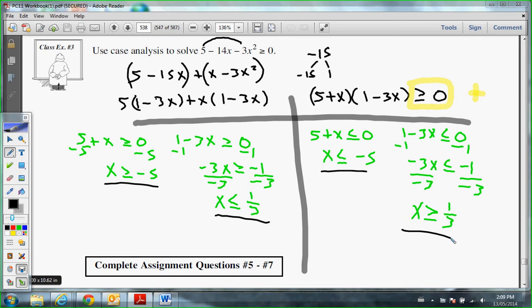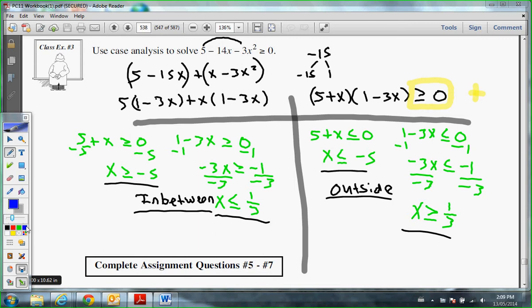So now, let's see what they say. This one says greater than negative 5, but less than 1/3. This one says in between. This one says less than negative 5, greater than 1/3. This one says outside. So in this case, one of them is not going to be true, so we need to test one of them. Let's go ahead and test the one on the left first. So by testing it, let's see what we get.